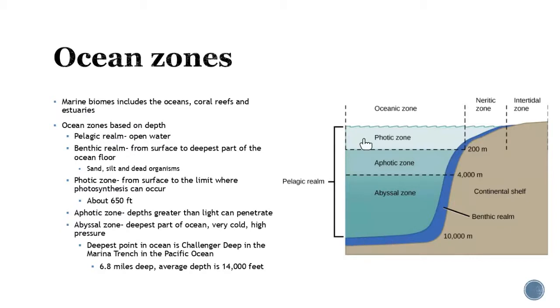The top zone is called the photic zone. This is the surface to the limit where photosynthesis can occur. So any plant life or photosynthetic organisms are going to be around here, and it goes through about 650 feet. The aphotic zone, it's getting a little bit light. It's where light can no longer penetrate. And the lowest part's the abyssal zone. This is the deepest part. It's going to be very cold and have a lot of pressure.